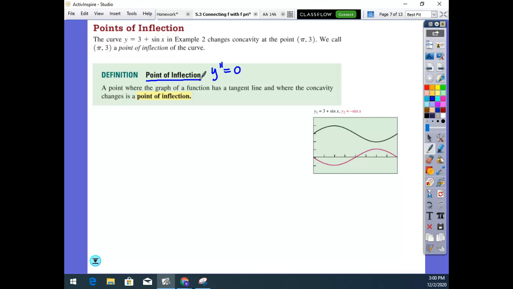Now, what's really important is for you to have a point of inflection, there must be two pieces that take place. Number one, the second derivative has to equal 0, and there must be a sign change. Two very important pieces. So that's why you're going to be doing sign charts for the first derivative to determine max and mins. Then you're going to do a sign chart for the second derivative to find points of inflection and concavity.